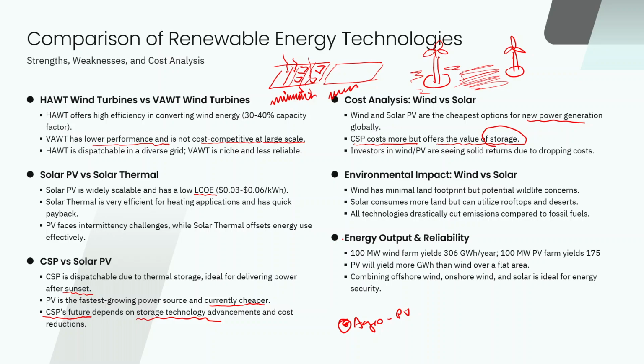So if you look at the energy output and the reliability, the 100 megawatt wind farm yields 306 gigawatt hour per year, and 100 megawatt PV farm yield 175 gigawatt hours per year, right? So you can see the wind produce more energy output compared to the PV power plant with the same power rating, right?